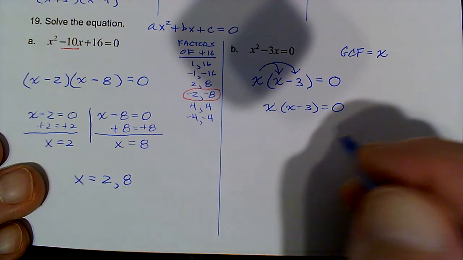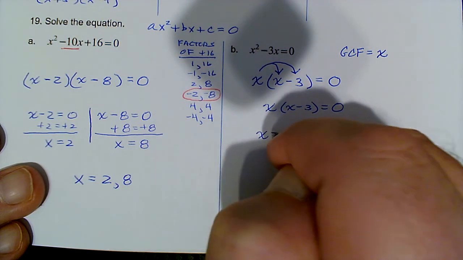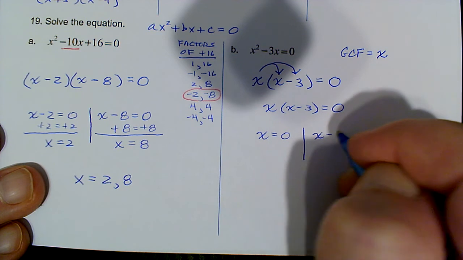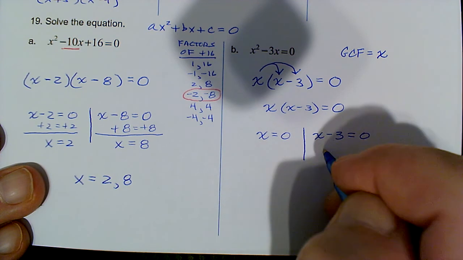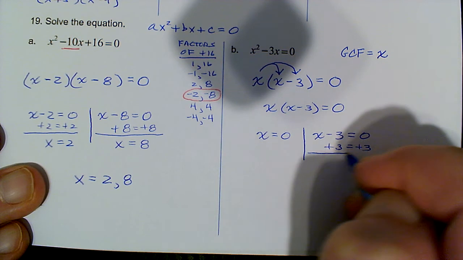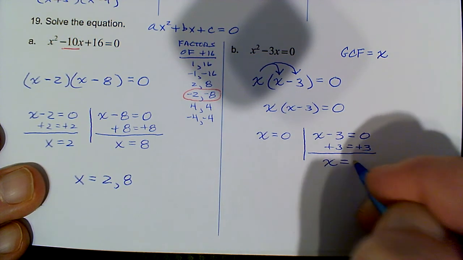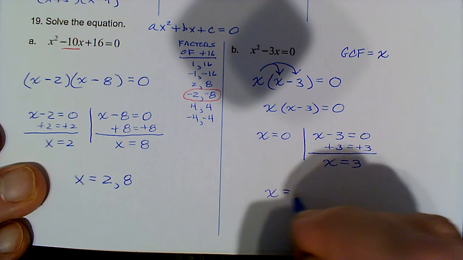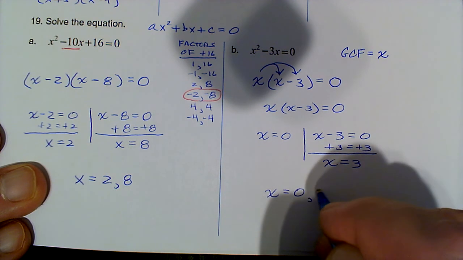And now we set each factor to 0. So x is 0, that's actually a solution, and x minus 3 is 0. And so adding 3 to both sides, we get x equals 3. So the two solutions, 0 is a solution, so x equals 0 and 3.